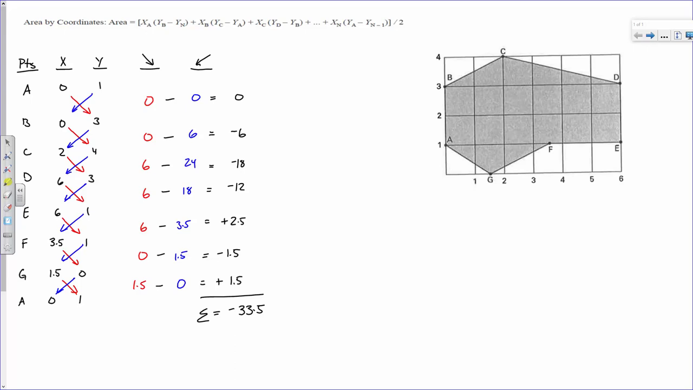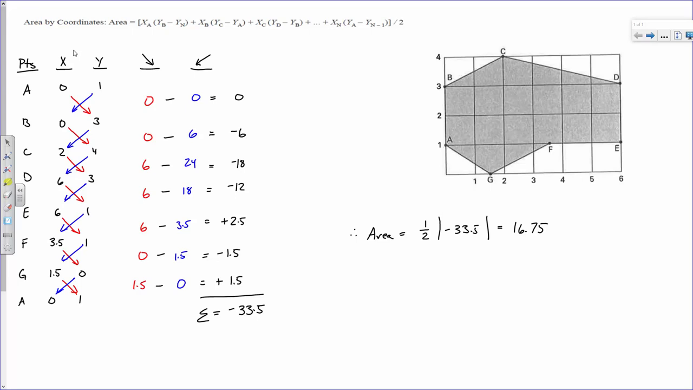Does anybody see anything on the very, very end of the formula? So I propose that the area is 1/2 times the absolute value of 33.5. When we're looking at the formula, say I don't remember it, but I have the formula. Y_N, is that G? Y_N is G, yes. If you notice, it went A, B, C, D, E, F, G, and then the last point goes back to A. So the N in this case is G. If you want to write the formula out, you can. I think this is a little easier.